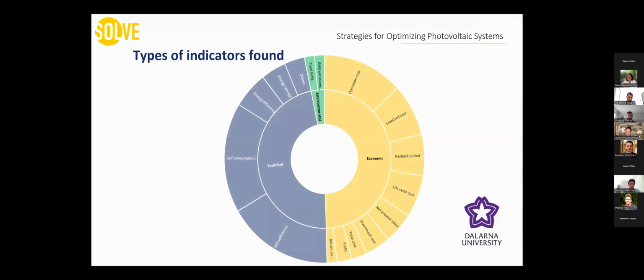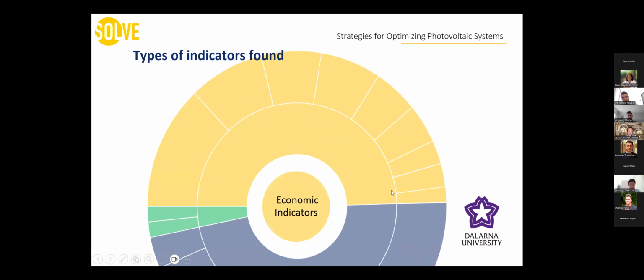The types of indicators that we found were technical, environmental, and economic indicators, mainly. There weren't any specific social indicators. There are some well-being indicators that are integrated, in this case, in the technical. We grouped them in the technical, but specifically social impact indicators we couldn't find within the review papers.